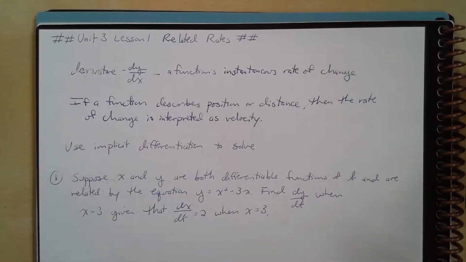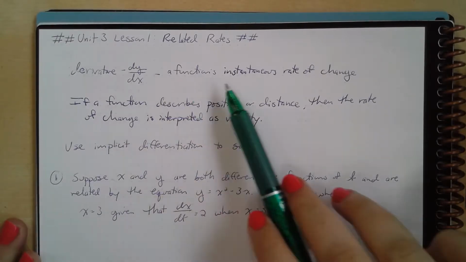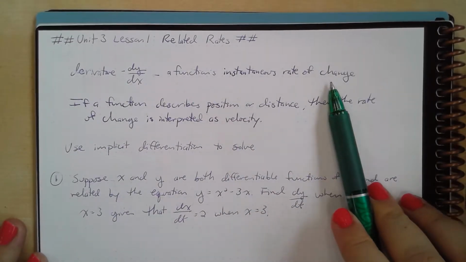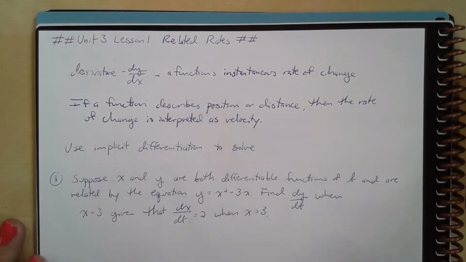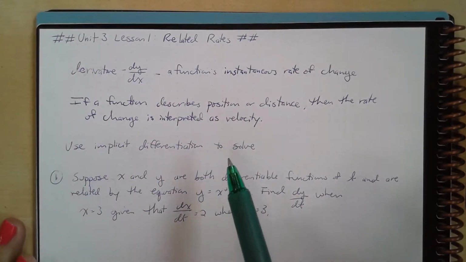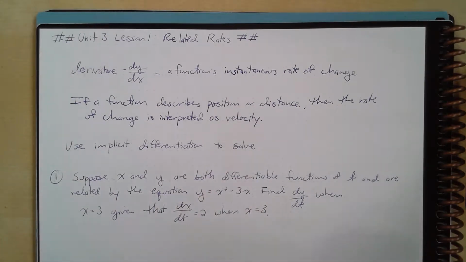The derivative, known as dy over dx, is a function's instantaneous rate of change, right? It's the change of y with respect to x. And if a function describes a position or distance, then the rate of change is interpreted as velocity, and we're going to talk about that more in the next lesson. But until then, we're going to use implicit differentiation to solve the rate of change of kind of like a word problem. So we'll dive into it and you'll see it in action here.